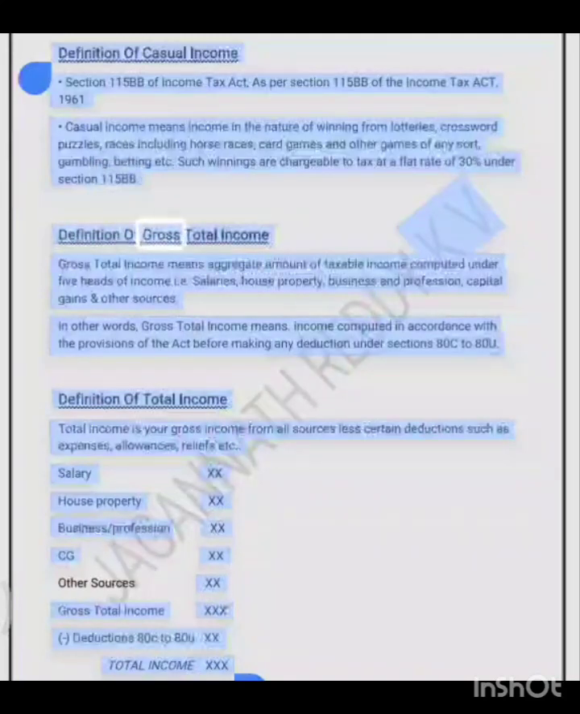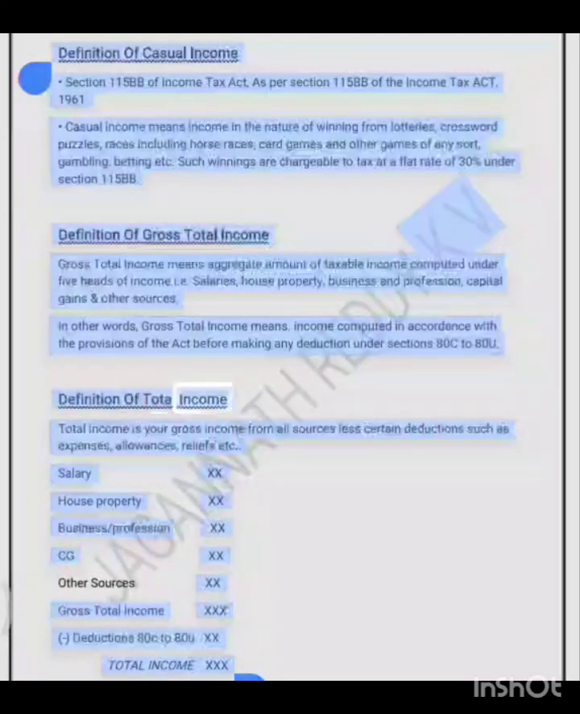Definition of gross total income. Gross total income means the aggregate amount of taxable income computed under 5 heads of income, i.e., salaries, house property, business and profession, capital gains and other sources. In other words, gross total income means income computed in accordance with the provisions of the Act before making any deduction under Sections 80C to 80U.